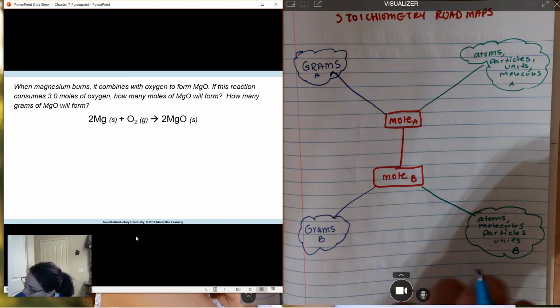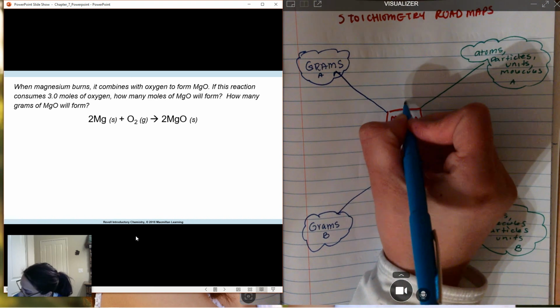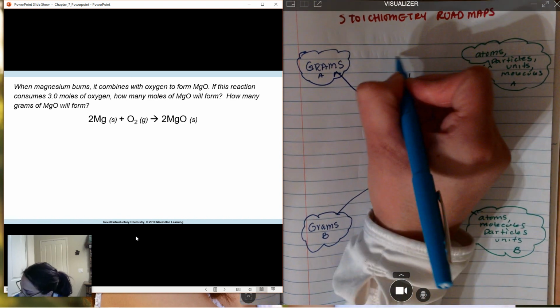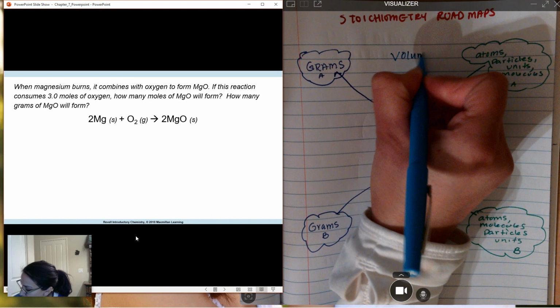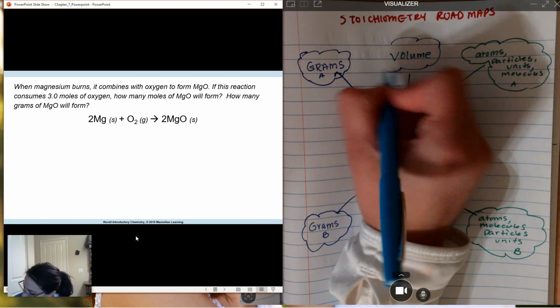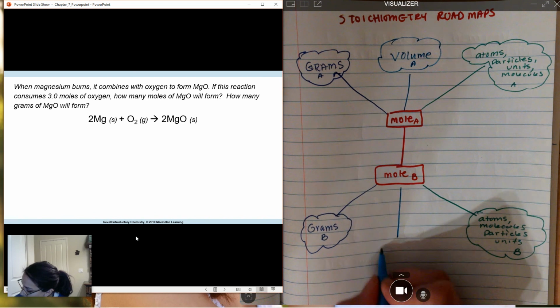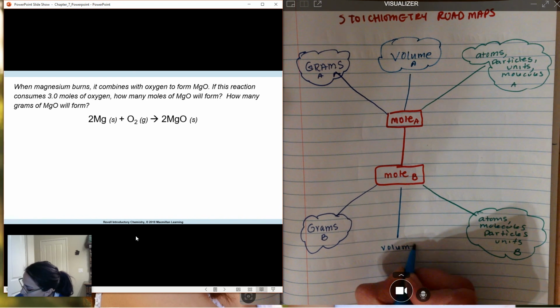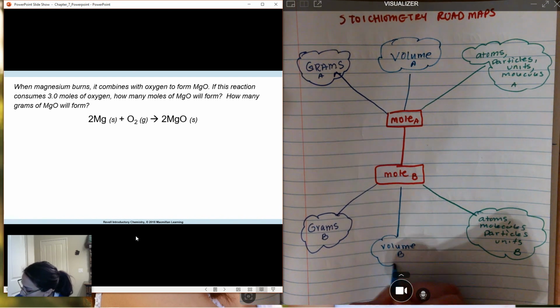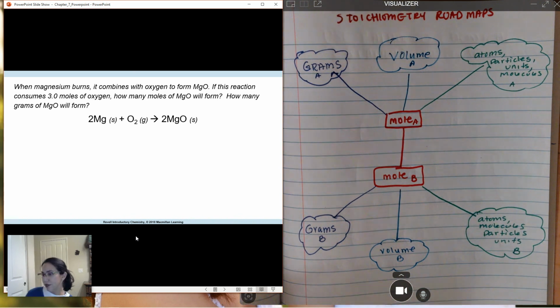So the volume, you get volume of A, and you can get volume of B. Right. So this is kind of like a stoichiometry roadmap, and now we're going to write what you actually need to do to convert from one thing to another.